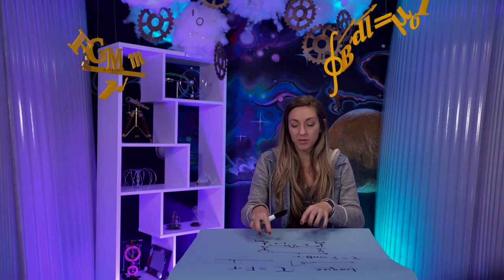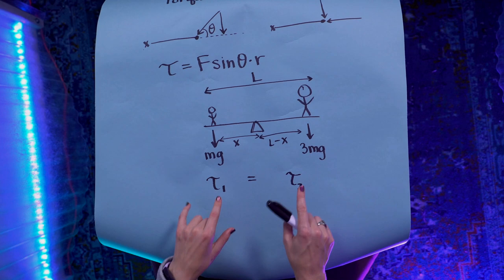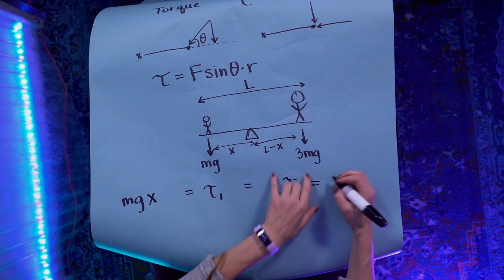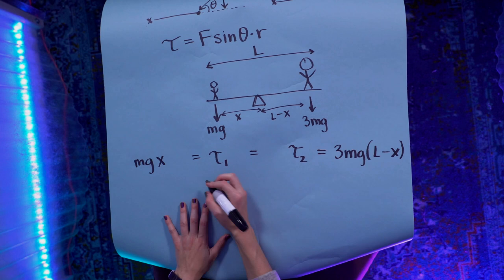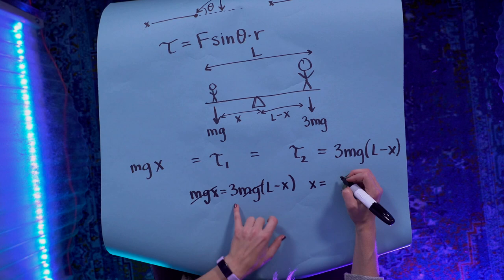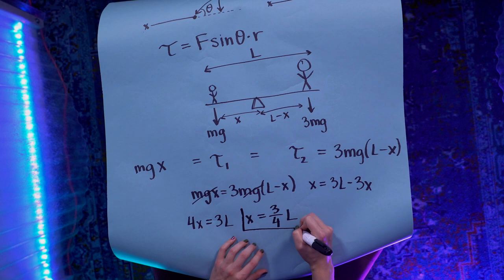So we want to balance the two torques, which means we need to satisfy this equation where my torque equals her torque. And we can use this equation, which is gonna have distances in it, to solve for where to put the fulcrum. So my torque, force times R, is gonna be the force of gravity, mg, times the distance, mgx. And her torque is gonna be her force of gravity, 3mg, times her distance, L minus x. So I've got mgx equals 3mg(L minus x). Now my mgs can cancel on both sides, and I get x equals 3L minus 3x. Bring the 3x to this side and I get 4x equals 3L, or x equals 3/4 L. So in order to balance your torques, I should put the fulcrum 3/4 of the length.